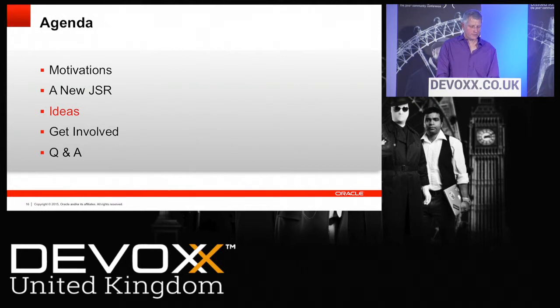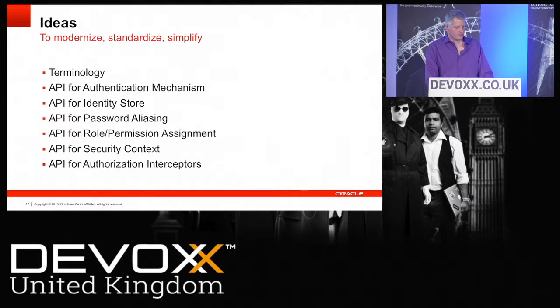So next I'm going to go into some of the ideas that the expert group came up with. This is going to be the majority of the presentation. The ideas are broken up into several categories. If you look at our website, you'll see these are actually epics. Terminology, authentication mechanism, identity store, password aliasing, role permission assignment, security context, and authorization interceptors.